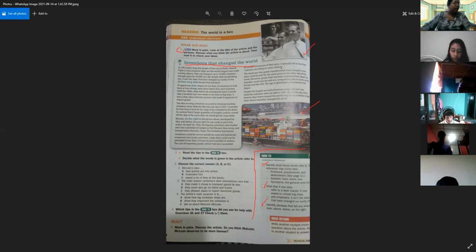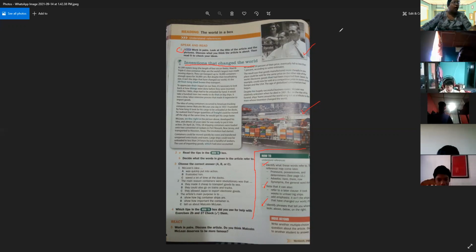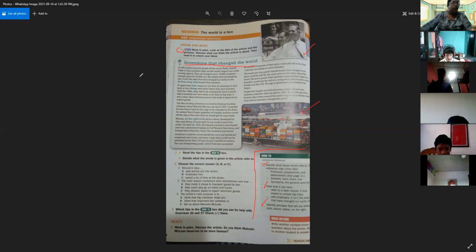Exactly. Inventions that can help us and better our lifestyle. Okay, so now we're going to read the article.